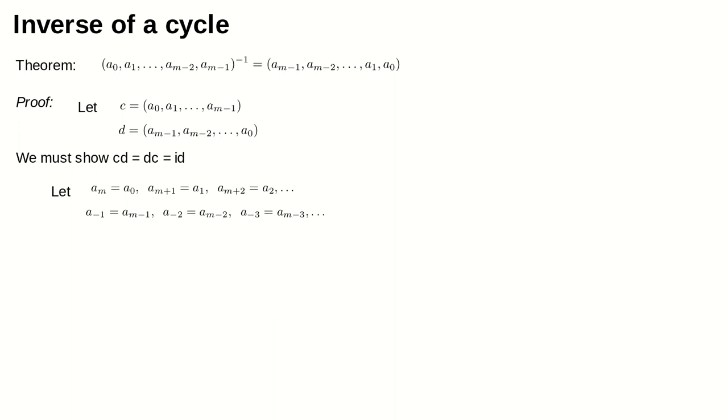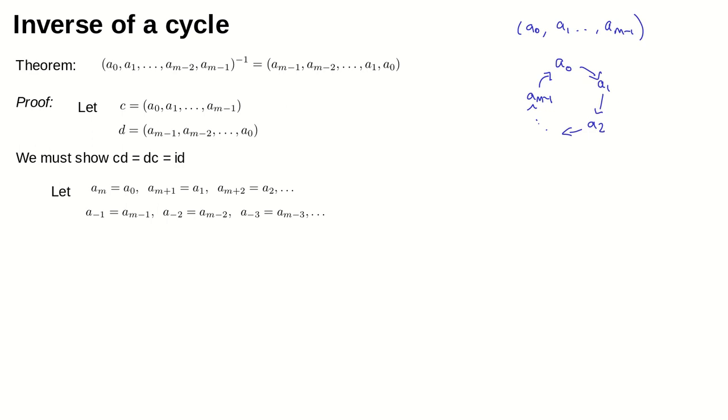Let's think about a cycle A0, A1 up to AM-1, so an M cycle. And you'll remember from our last lecture what this cycle does. It's the permutation which sends A0 to A1, A1 to A2, A2 to A3, and so on until you get to AM-1, which gets sent back to A0.